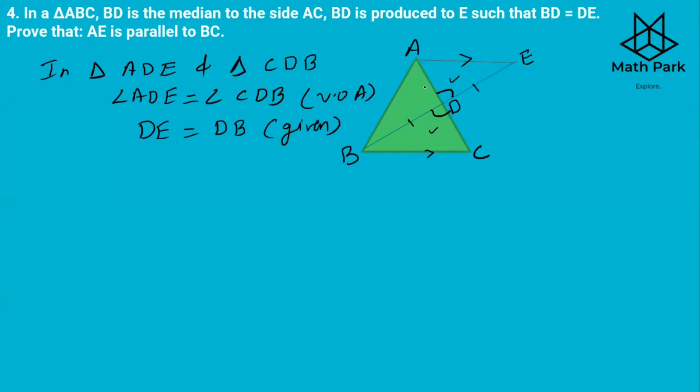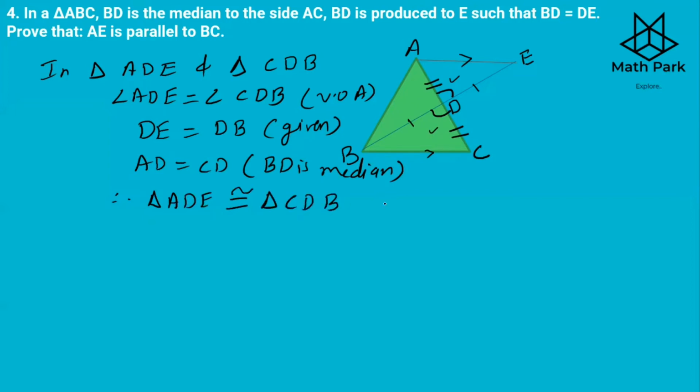The next we have this part, AD and CD are equal. So AD is equal to CD because BD is a median. A median divides the opposite side into two equal parts. So therefore, you get triangle ADE is congruent to triangle CDB by which test? Look at this, angle side angle, by SAS. And if the triangles are congruent, we have the corresponding parts. Now we have to prove AE is parallel to BC.